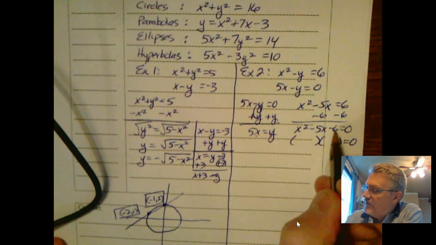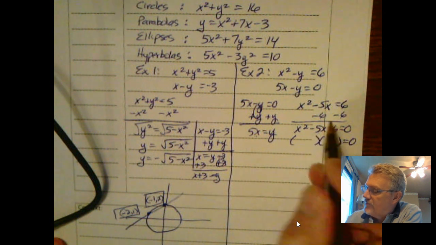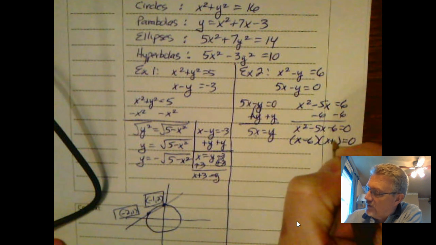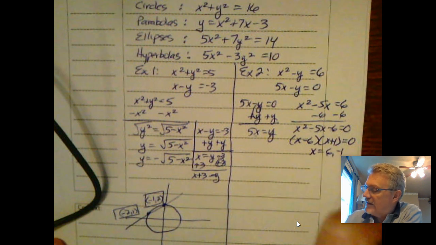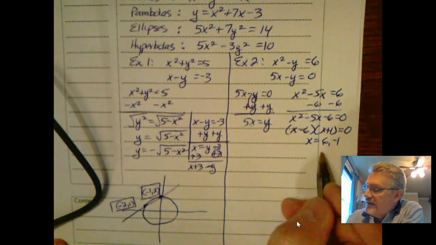All right, so I want factors of 6. The signs are different, so they subtract to be 5. The larger factor is minus. So x minus 6, x plus 1, which makes my solutions 6 and negative 1. All right, so now I found the x's.